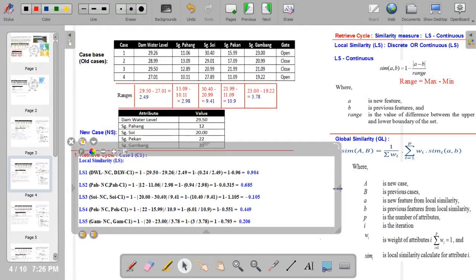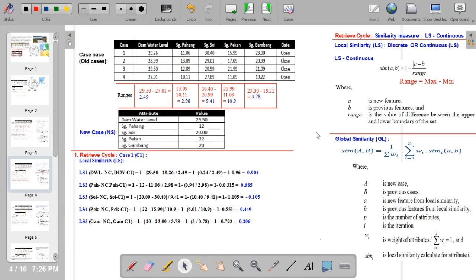So we are ready to go with the global similarity. The global similarity is a build-up of the local similarity, and it can be calculated based on this equation, where the similarity between a new case, A, and the old case, B, is equal to 1 divided by the summation of the weights of the attributes, multiplied by the weighted sum of the local similarity, meaning the summation of the weight for attribute i multiplied by the local similarity for attribute i.